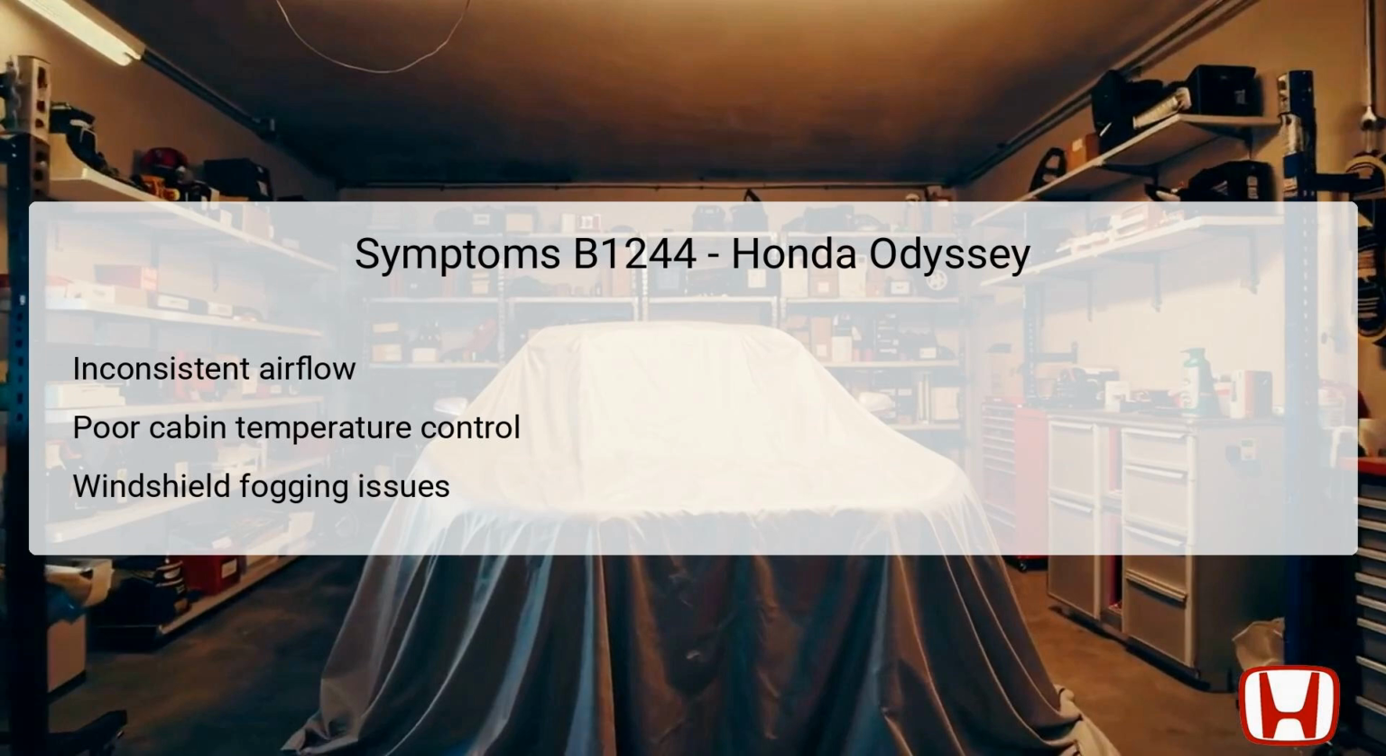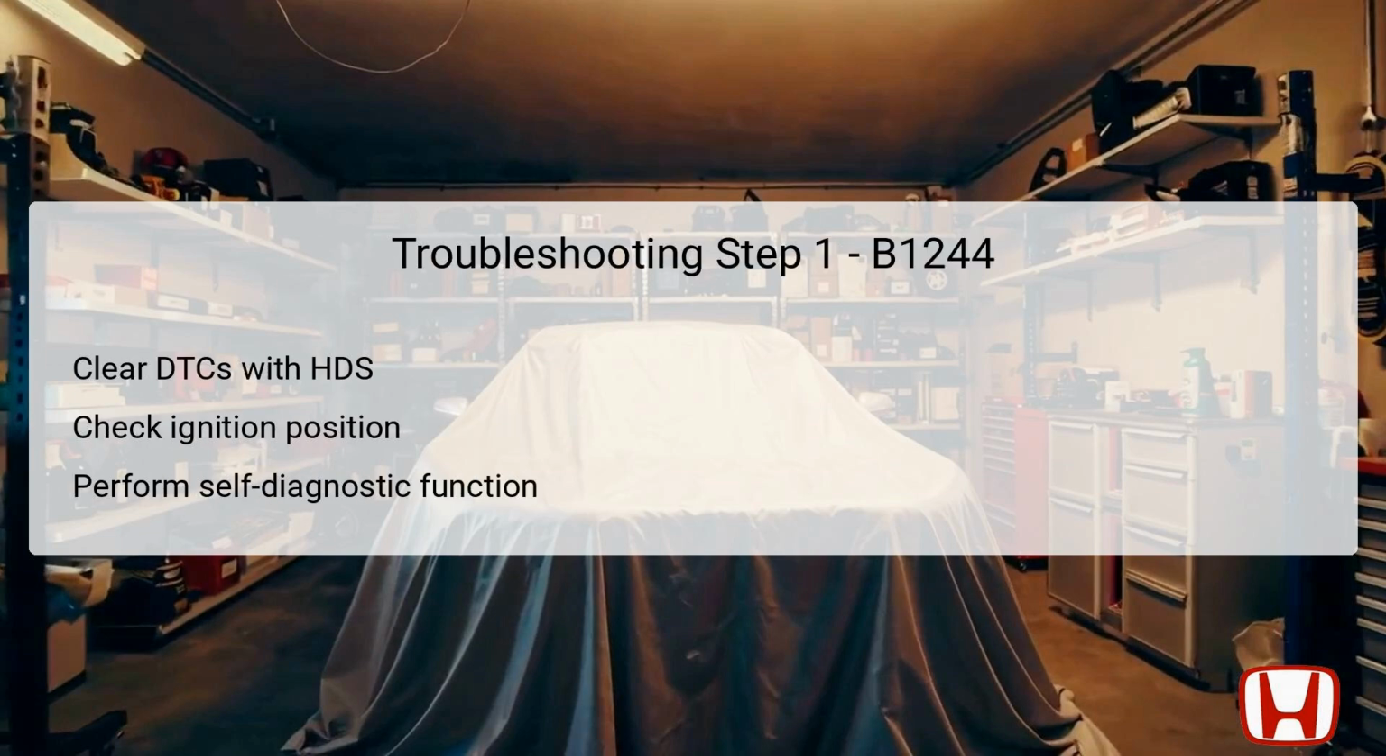As such, it's crucial for drivers to be vigilant about any changes in their vehicle's climate controls and to address them promptly. Recognizing these symptoms early can lead to a more effective and less costly repair process. The first step in diagnosing DTC B1244 involves clearing the DTCs using the Honda Diagnostic System, HDS. This tool allows technicians to erase stored error codes, making it easier to start anew when running diagnostic tests.